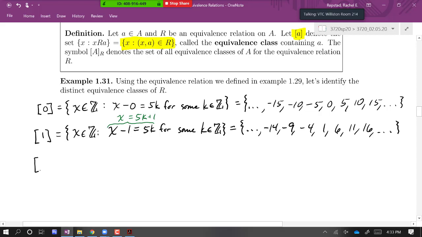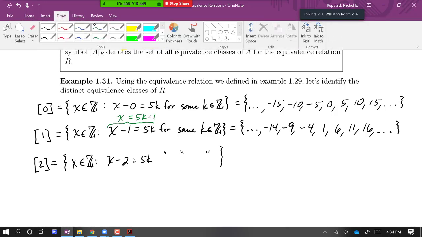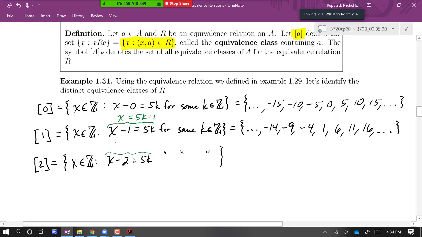The equivalence class of 2 is defined analogously. It's the set of all x such that x minus 2 is 5k for some k in the integers. I'm getting tired of writing that, so I'm using those little quotation marks. We can again rearrange that equation. This means that x has to be of the form 5k plus 2.